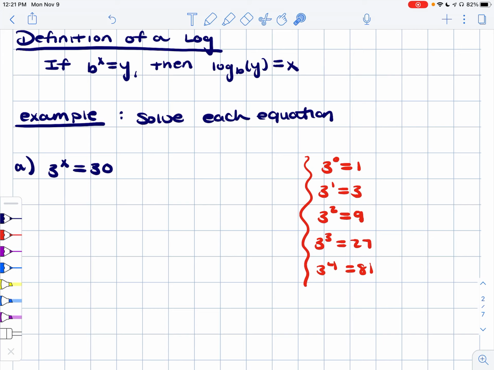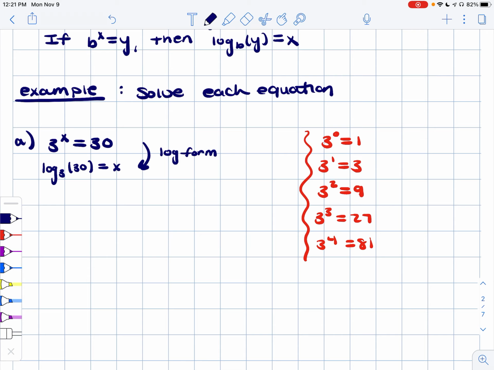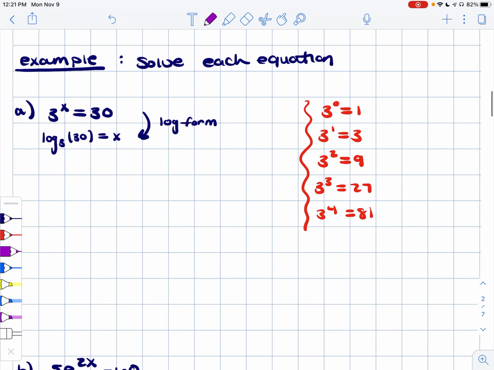Instead, we're going to change our exponential equation into a log equation by using that definition. So if we change this into the equivalent log form, this would become the log base 3 of 30 is equal to x. Now that is going to be our exact answer. We can also get a decimal approximation by plugging this into our calculator. In order to do that, we're going to have to use the change of base property, which we talked about in a previous video. Let me just remind you of that real quick.